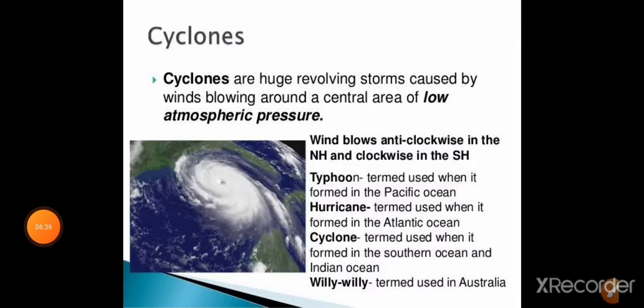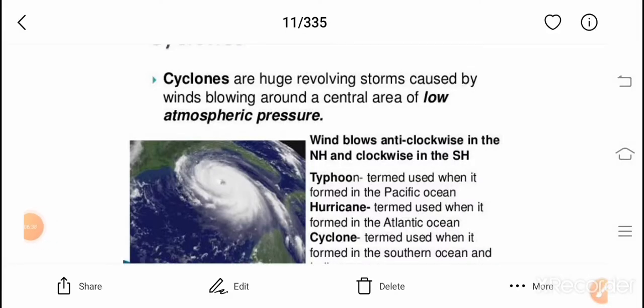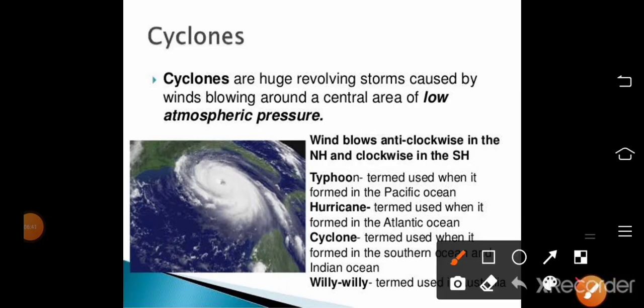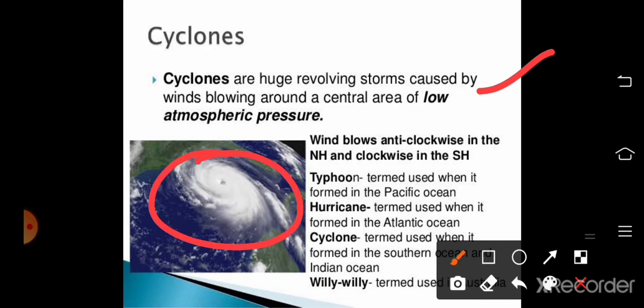Cyclones are huge revolving storms caused by winds blowing around a central area of low atmospheric pressure. You can see the picture also here. Wind blows anti-clockwise in the northern hemisphere and clockwise in the southern hemisphere. And they are known by different names like typhoon, hurricane, cyclone, willy willy, etc.